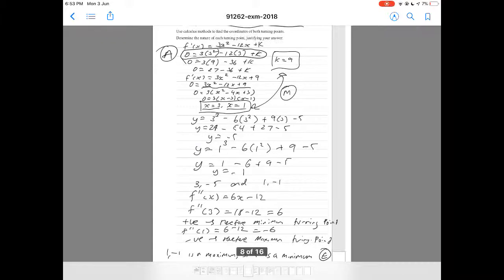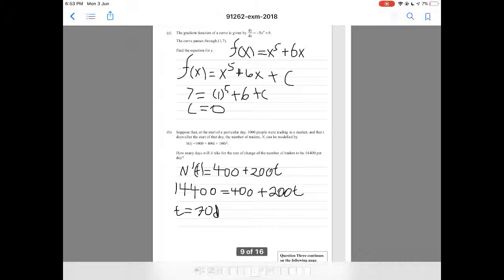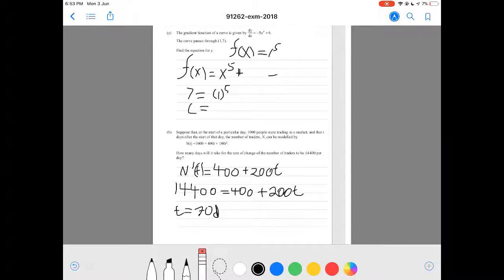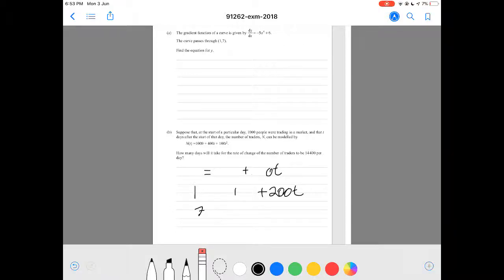Alright, moving along. Oh, sorry, I better get rid of some of this. Sorry, I forgot to delete some of this stuff. Forgive me guys, forgive me.